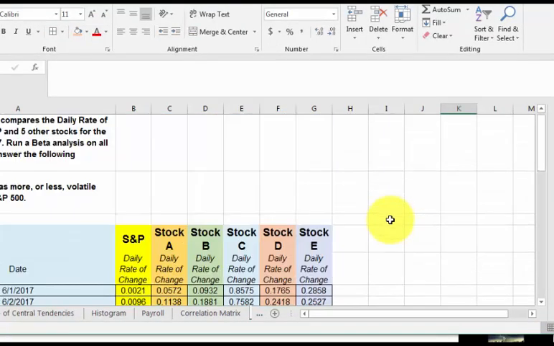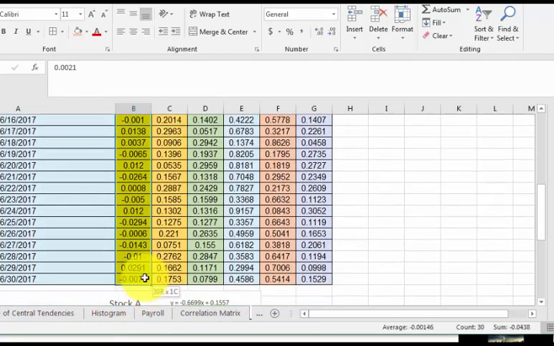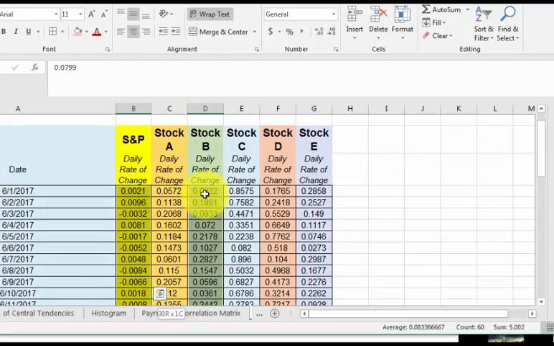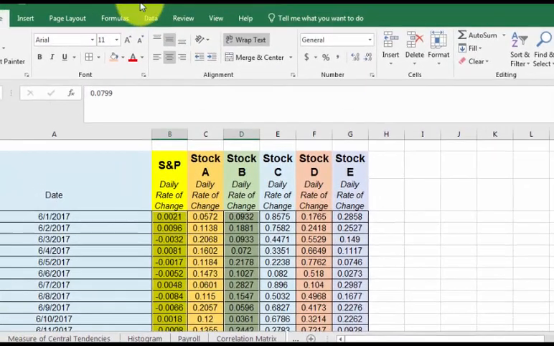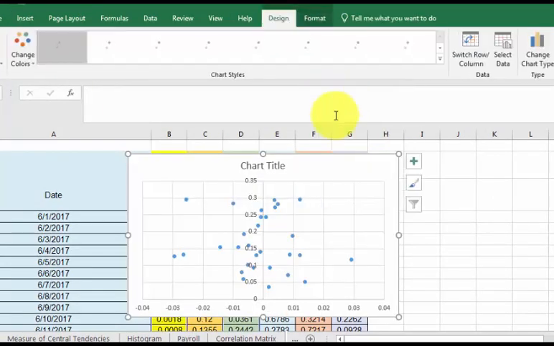All right, we're going to repeat with stock B. Let me show you how to do this. You highlight the S&P, hit Control, and then highlight stock B. See that? So S&P and B are selected. So now we're going to go to Insert, a scatter plot.